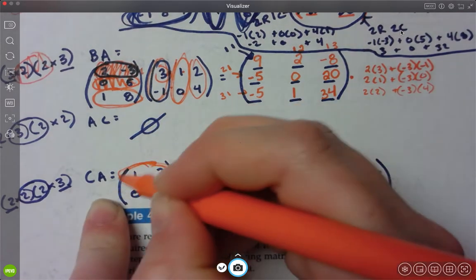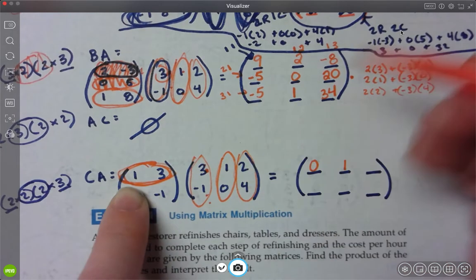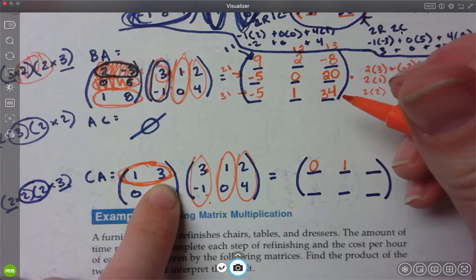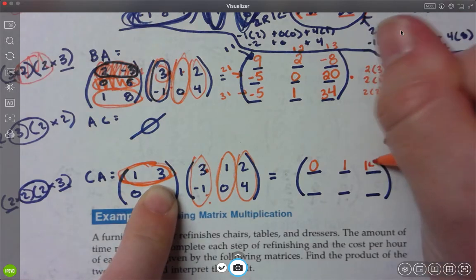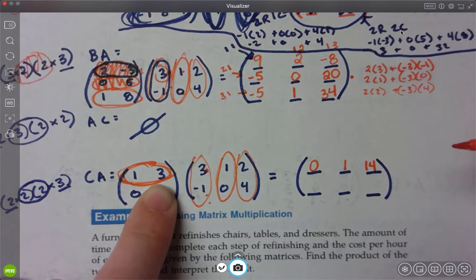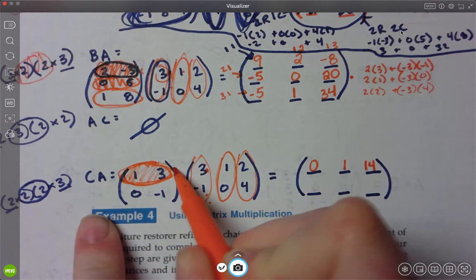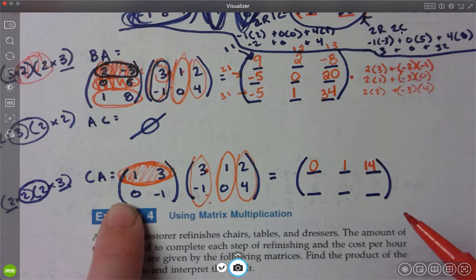Okay, row 1, column 3. Row 1 times column 3. So 1 times 2 is 2, 3 times 4 is 12, so I have 2 plus 12 is 14. Again, if you need to write it out, go ahead and write it out. Okay. All right, now I'm really kind of done with this 1, 3, that across the top. Then I'm going to start with 0, 1.